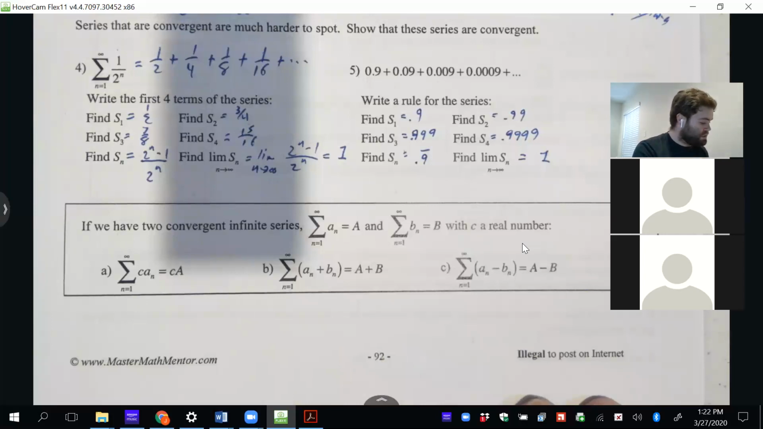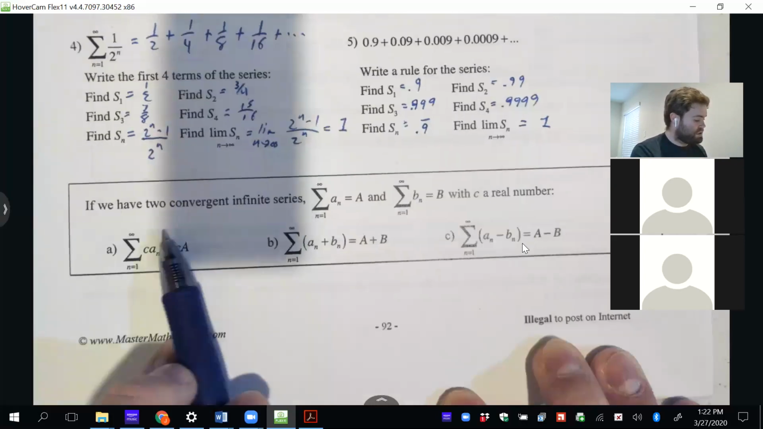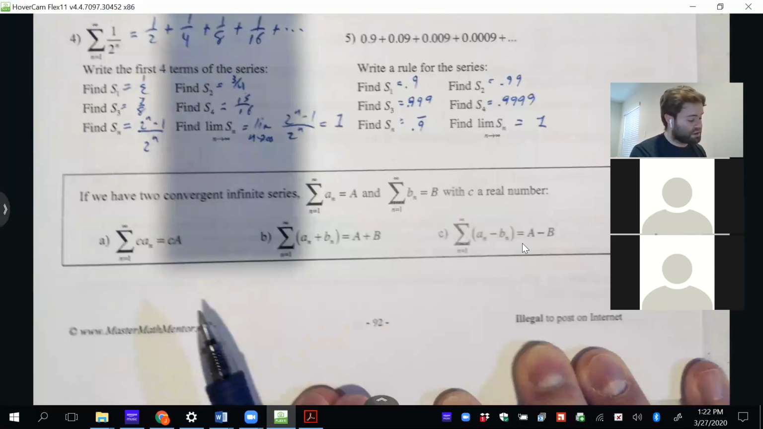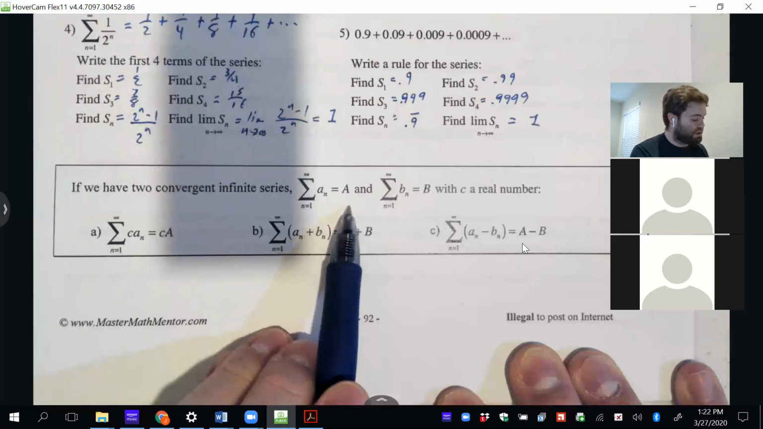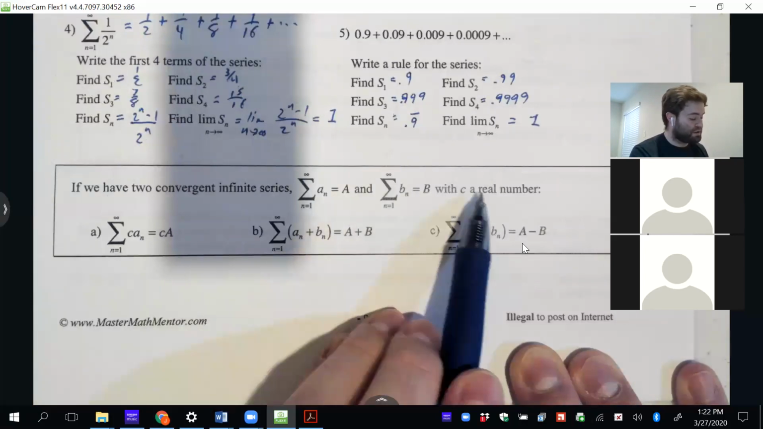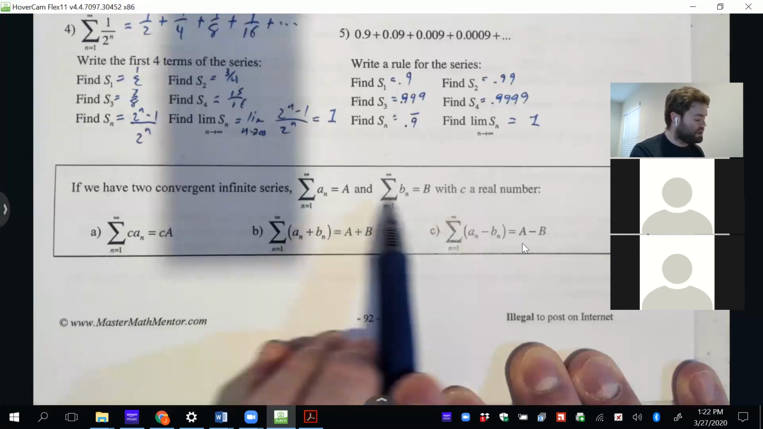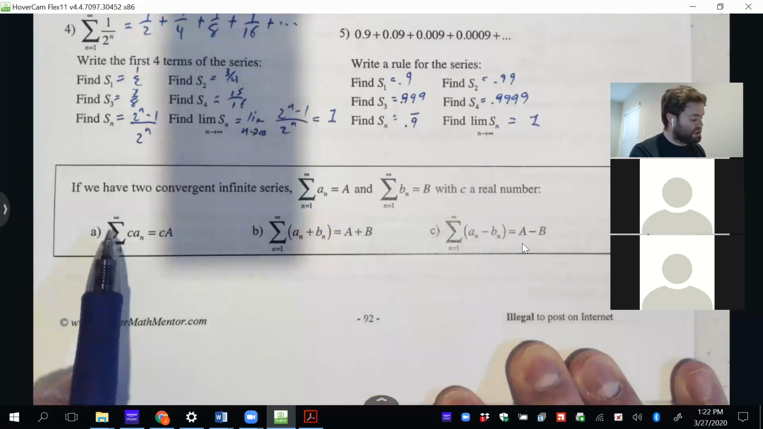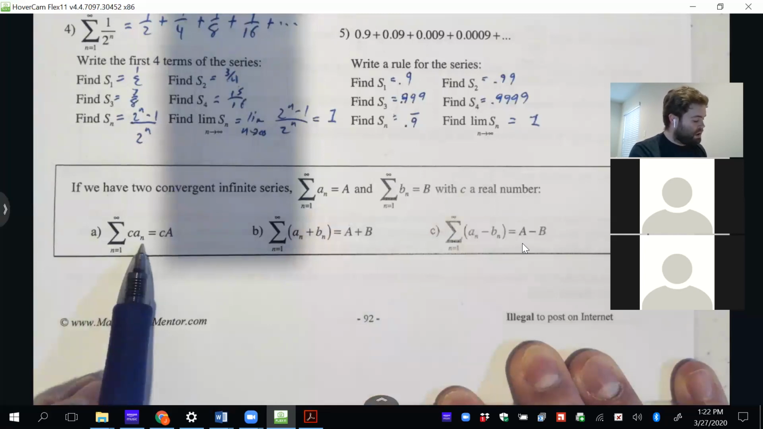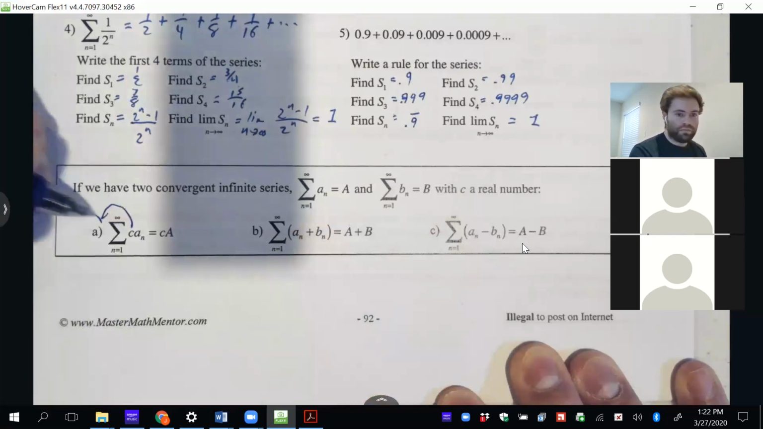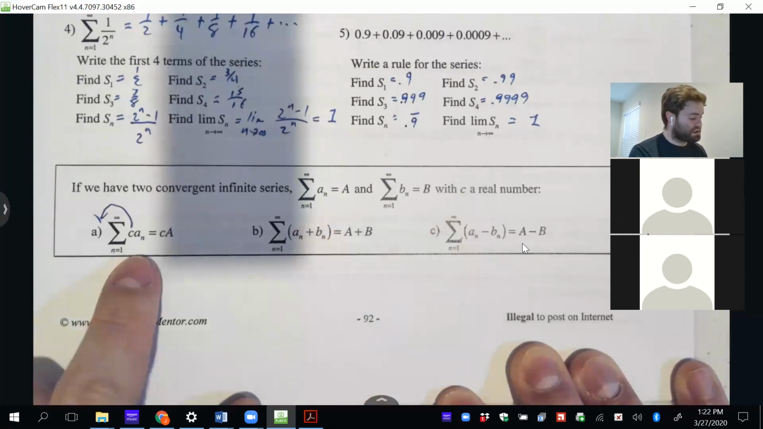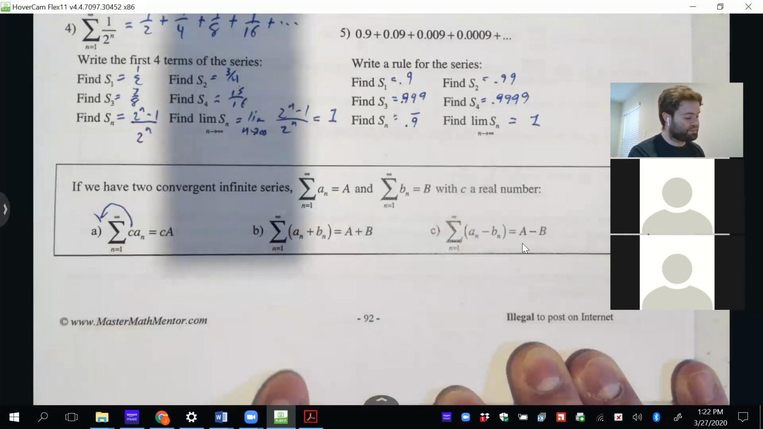A few rules can be applied to any series. If we have two series that we already know are convergent, with the sum from 1 to infinity of a of n equaling A, and the sum from 1 to infinity of b of n equaling B, and where c is just some constant real number, then the sum from 1 to infinity of c times a sub n, that c can essentially just be pulled outside the summation. It's then c times the summation from 1 to infinity of a of n. And we already know it's convergent to A, so it's just c times capital A.